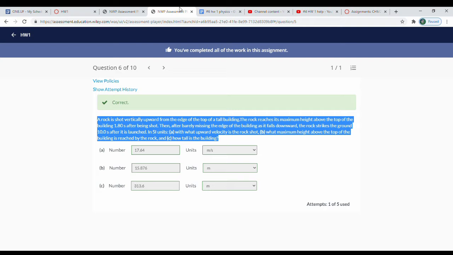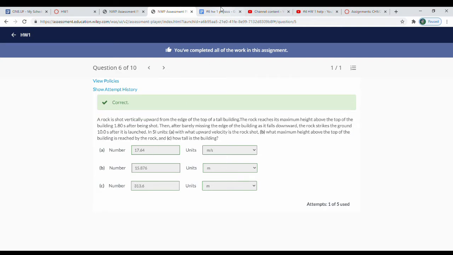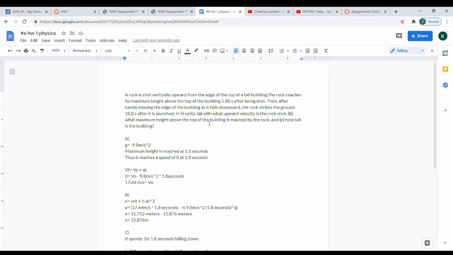Alright, so this is question 6 for the physics. For part A, we're asked what's the upward velocity of the rock shot? Well, we know that gravity is negative 9.8 meters per second squared, and that after 1.8 seconds it reaches its maximum height. When something reaches its maximum height, its speed has reached 0.